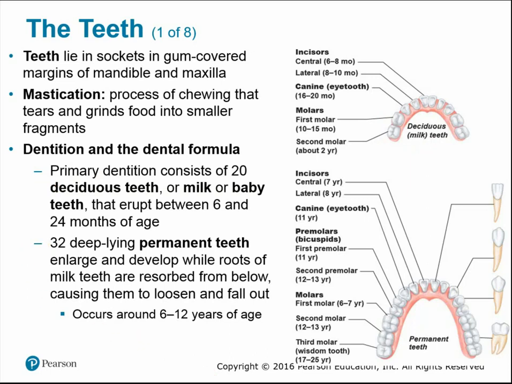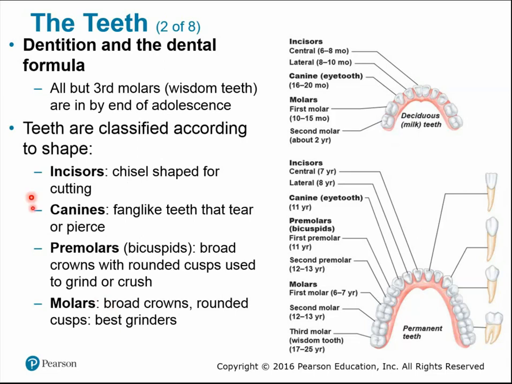This generally occurs around 6 to 12 years of age, right, when the baby teeth start to fall out and are then replaced by the adult permanent teeth. Usually all teeth are in by the end of adolescence, with the exception of maybe the wisdom teeth, or the third molars. Those can come in pretty much any time from adolescence up until the mid-to-late 20s.